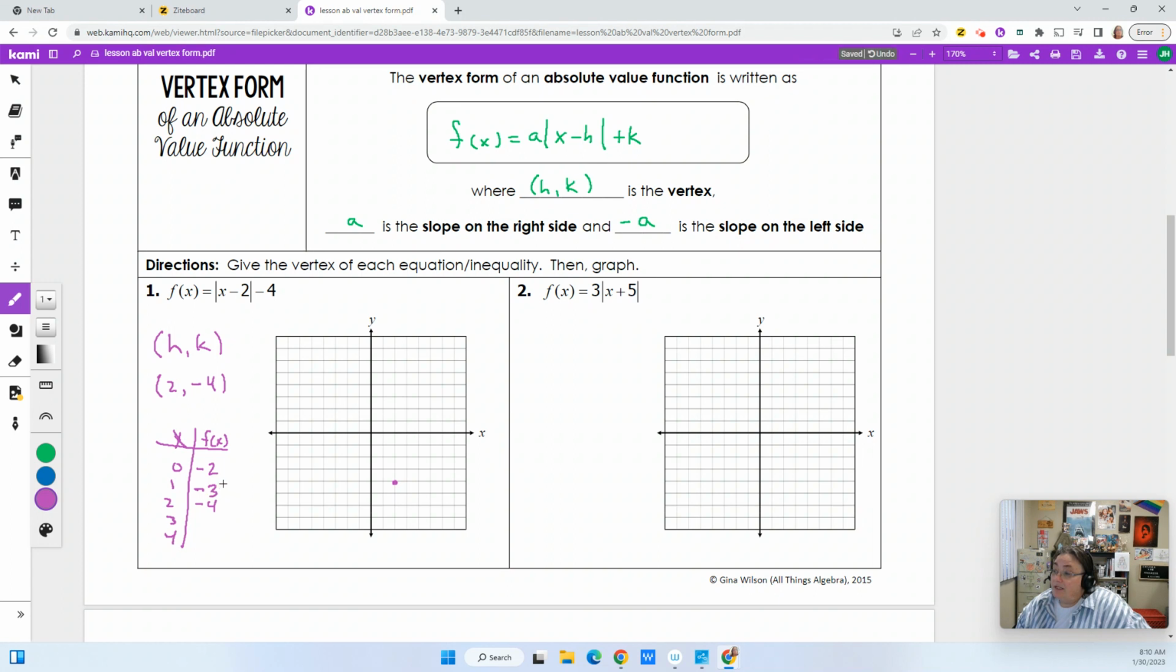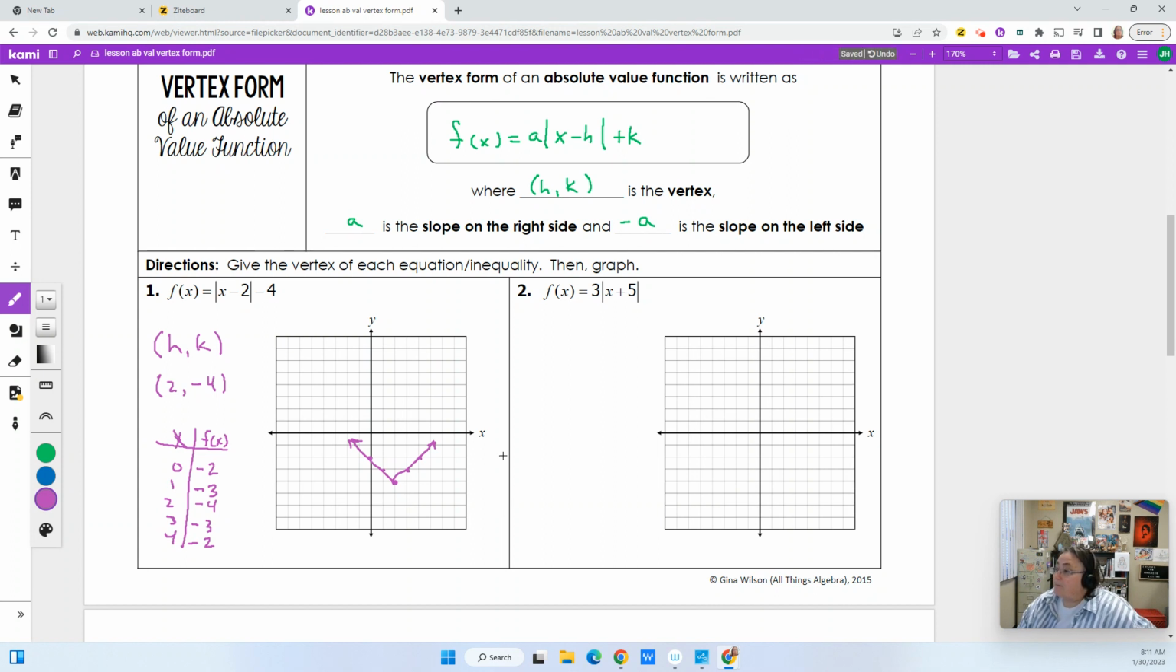And what I do know is that this is going to be the same on the other side. So this would be -3 and -2. And I know that because it is symmetric, right? So I've already got this center point done. So we're going to start with 0, -2, 1, -3. And then on the other side of it, I can see what that graph is going to look like.